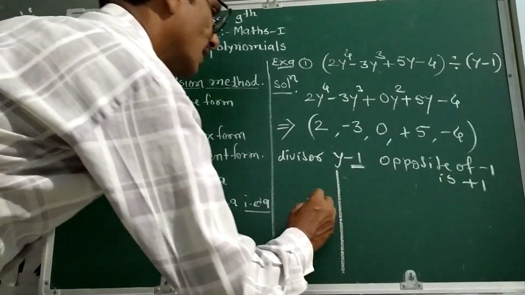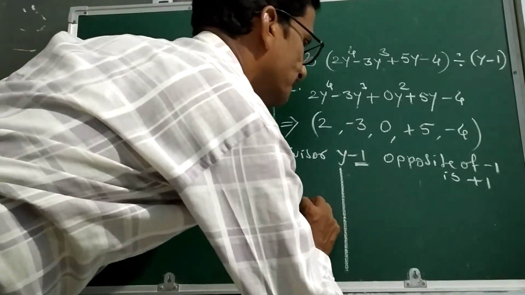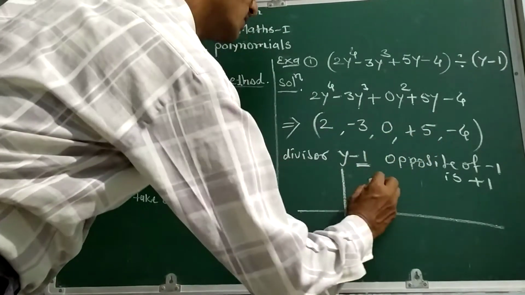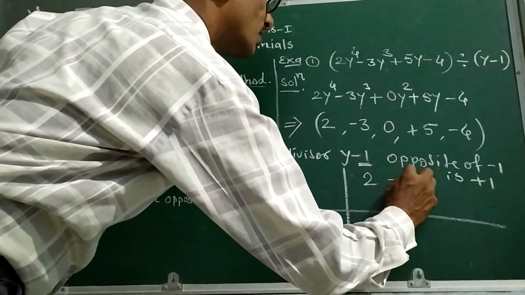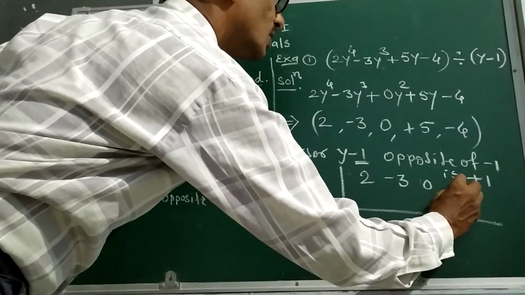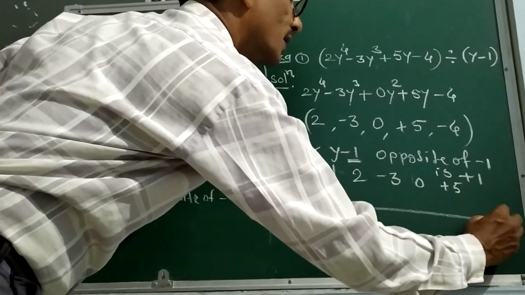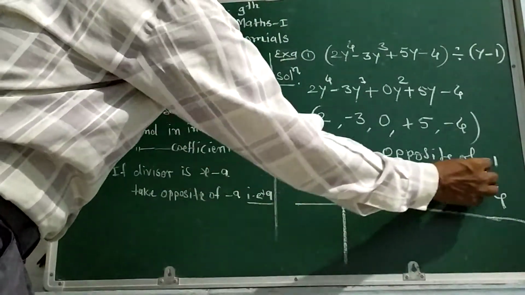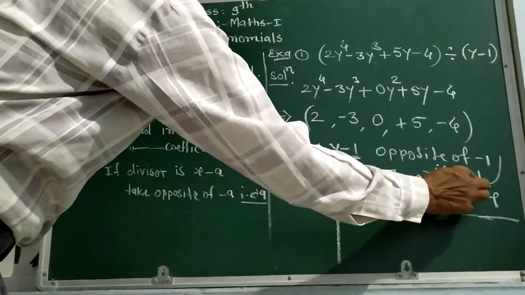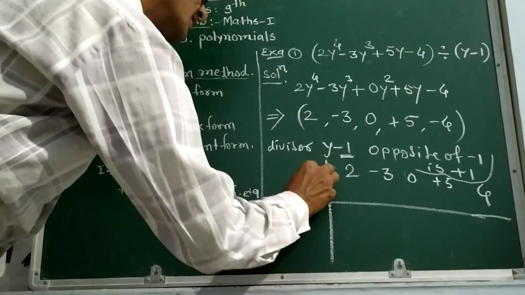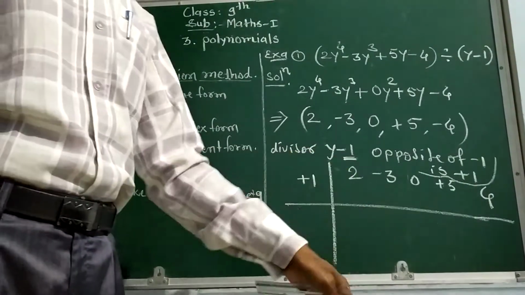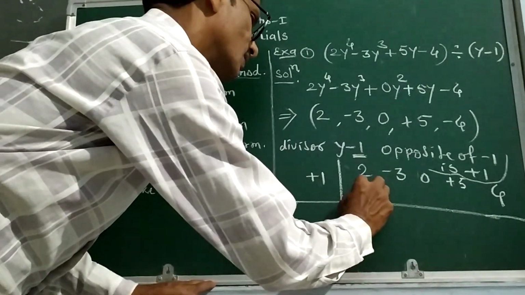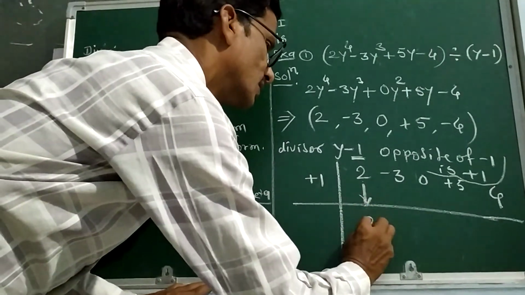Take a vertical line and then a horizontal line. Now write this dividend in coefficient form, that is 2, minus 3, 0, plus 5, and the last one, that is minus 4. Now the opposite of this is plus 1, so I write this plus 1. Now to solve, again, write the first coefficient as it is. So I write this 2.